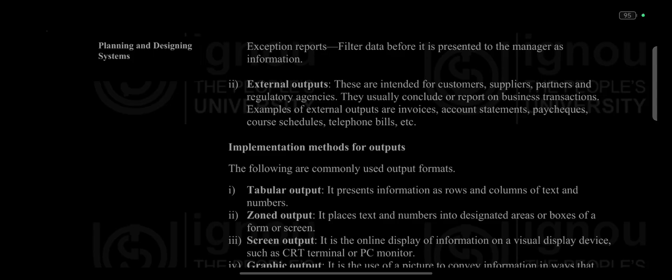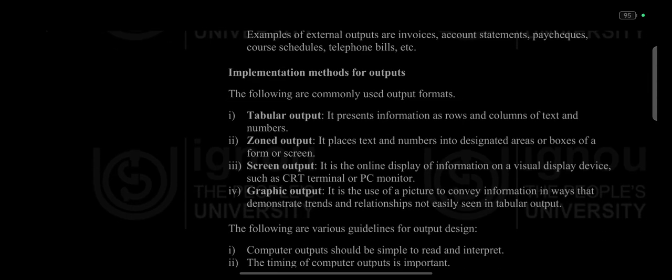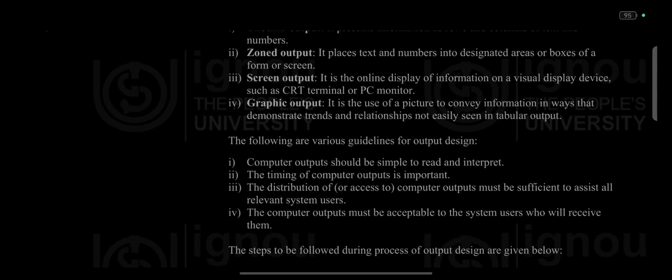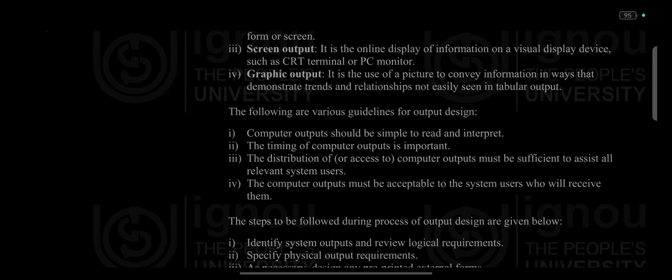Screen output, it is the online display of information on a visual display device such as CRT terminal or PC monitor. Graphic output, it is the use of a picture to convey information in ways that demonstrate trends and relationships not easily seen in tabular output. The following are various guidelines for output design.